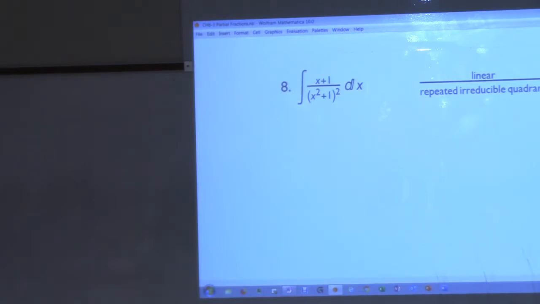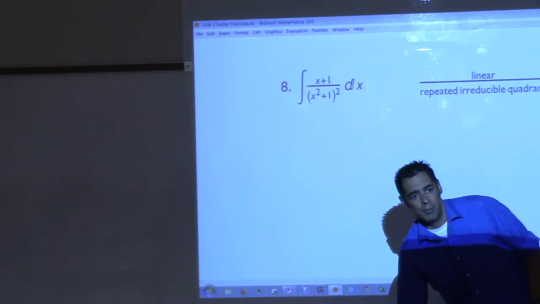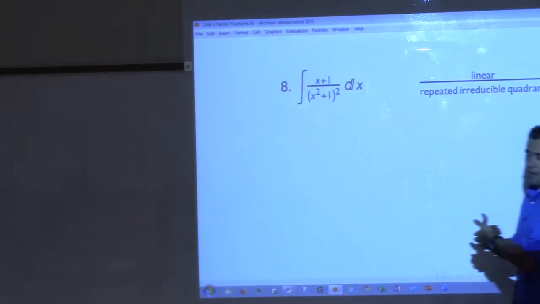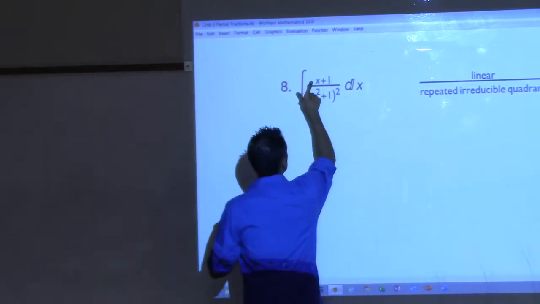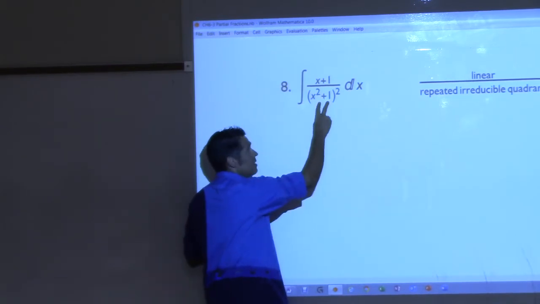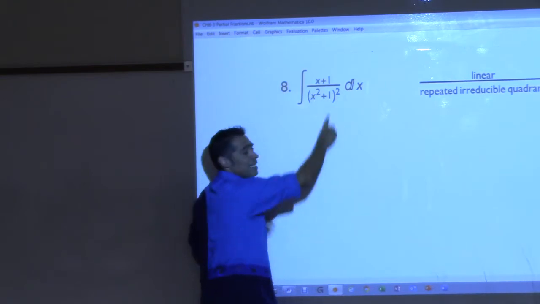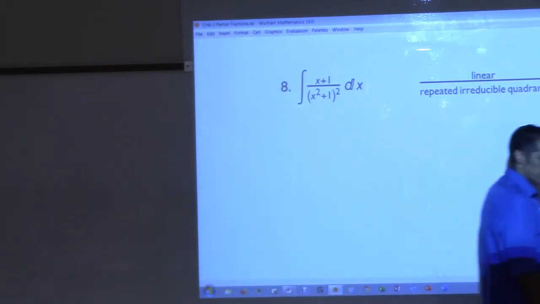Okay, so how about a linear expression over a repeated irreducible quadratic? Just like the previous one, we have a linear on top this time. This time the bottom is a quadratic that's irreducible. X squared plus 1 cannot be factored, but it's repeated.